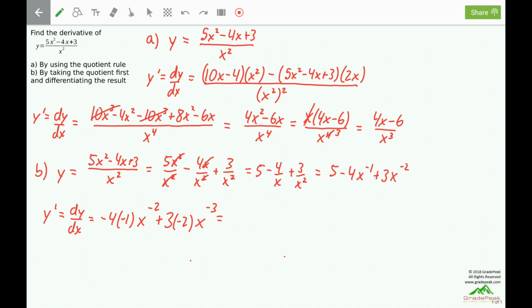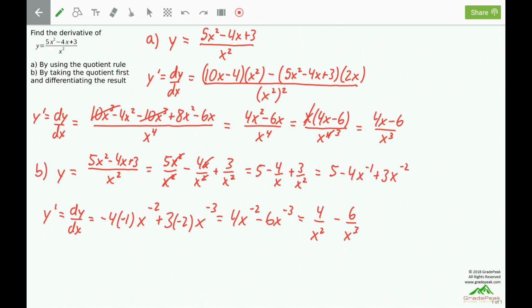Negative 4 times negative 1 is positive 4, x to the negative 2. And then 3 times a negative 2 is a negative 6, x to the negative 3. The next step is to rewrite these to have positive exponents by moving those negative exponents to the denominator. The 4 doesn't move. The x to the negative 2 will be x to the positive 2 in the denominator. The negative 6 doesn't move. The x to the negative 3 will be x to the positive 3 in the denominator.